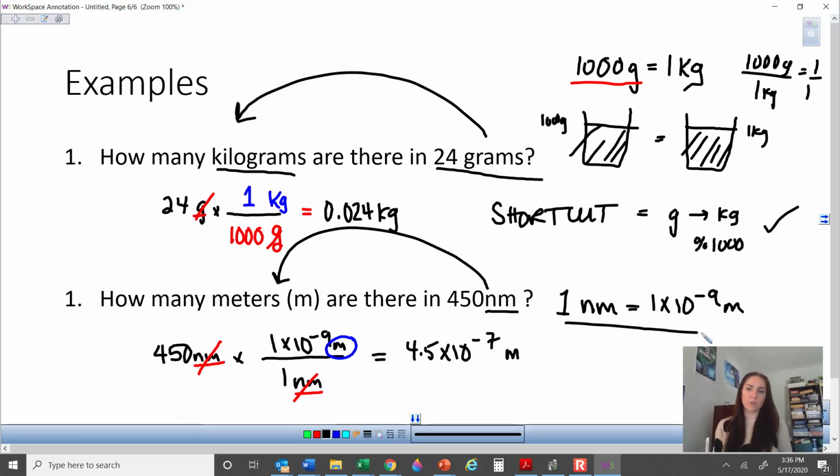So if you don't memorize these things, you definitely have to look them up. This is something I wouldn't memorize because it's not always 450. I could have a 4 here. I mean, things change. So it's actually better to walk through the conversions like that. So those are some metric conversions that you might do in this course.